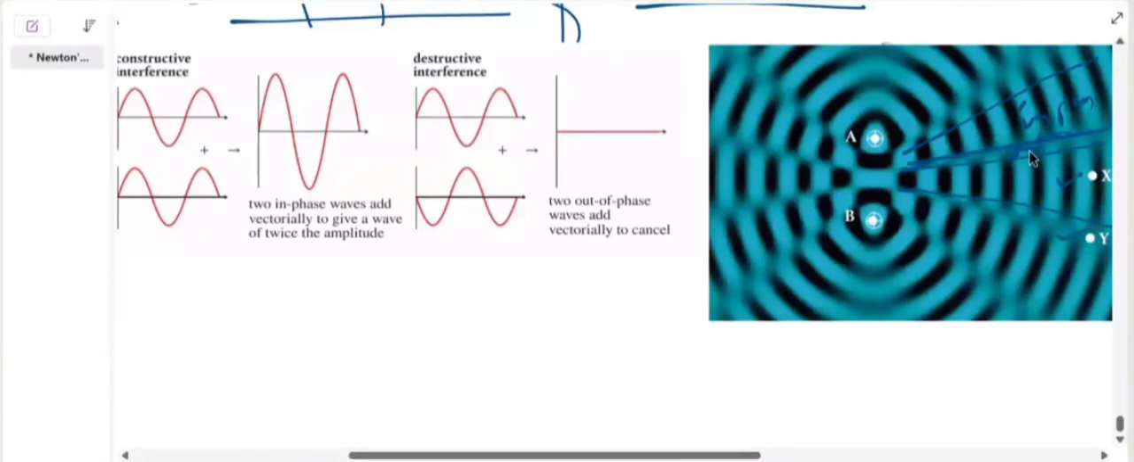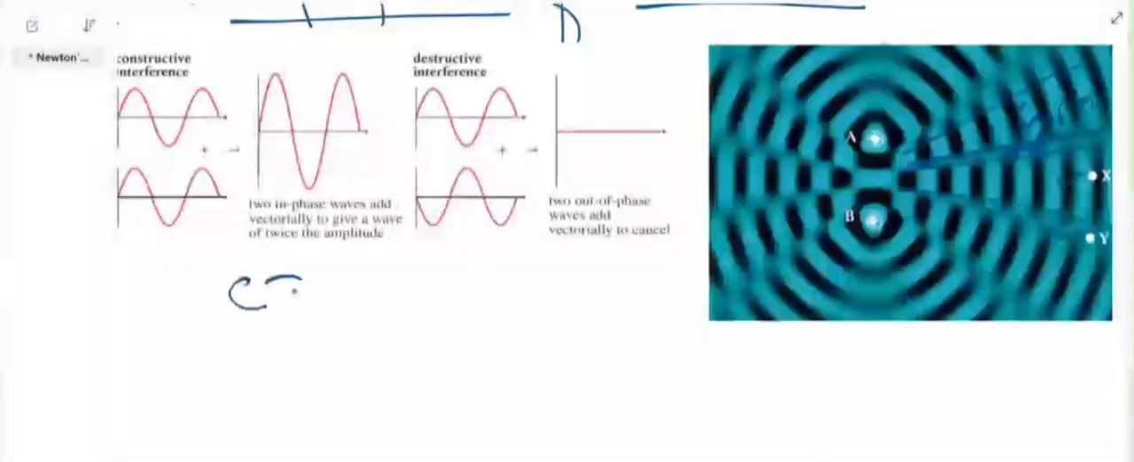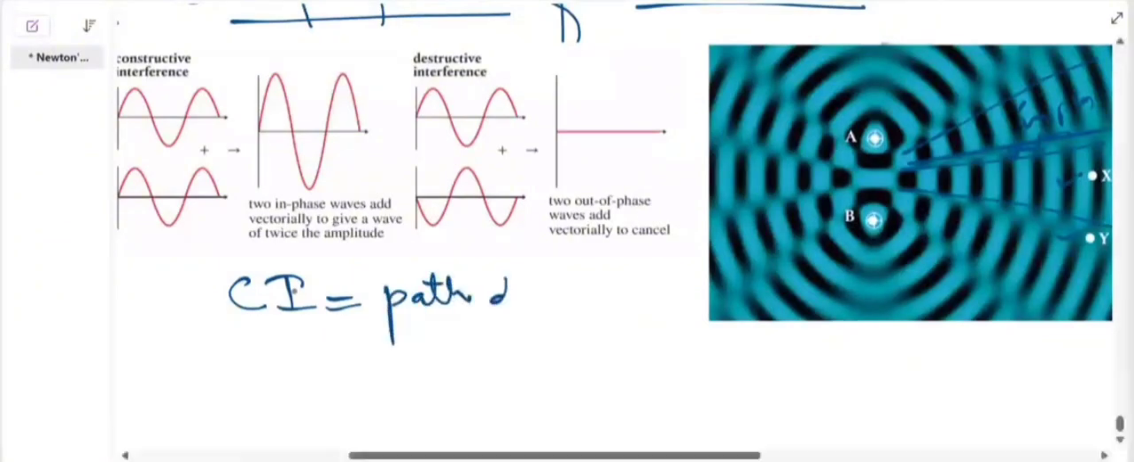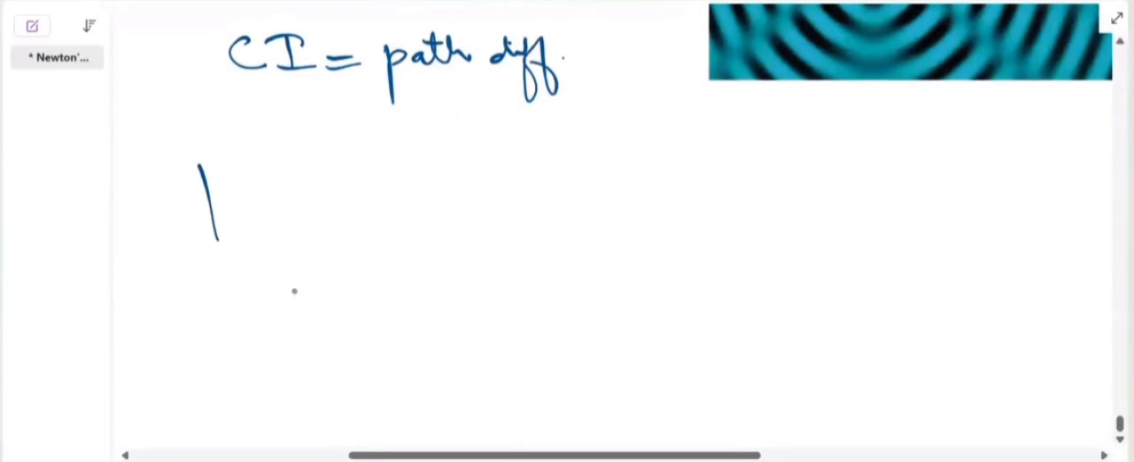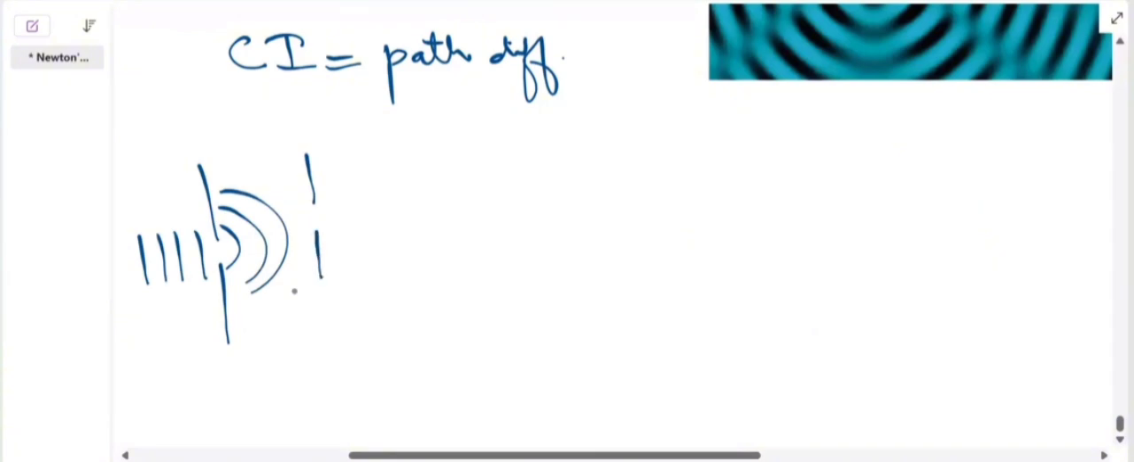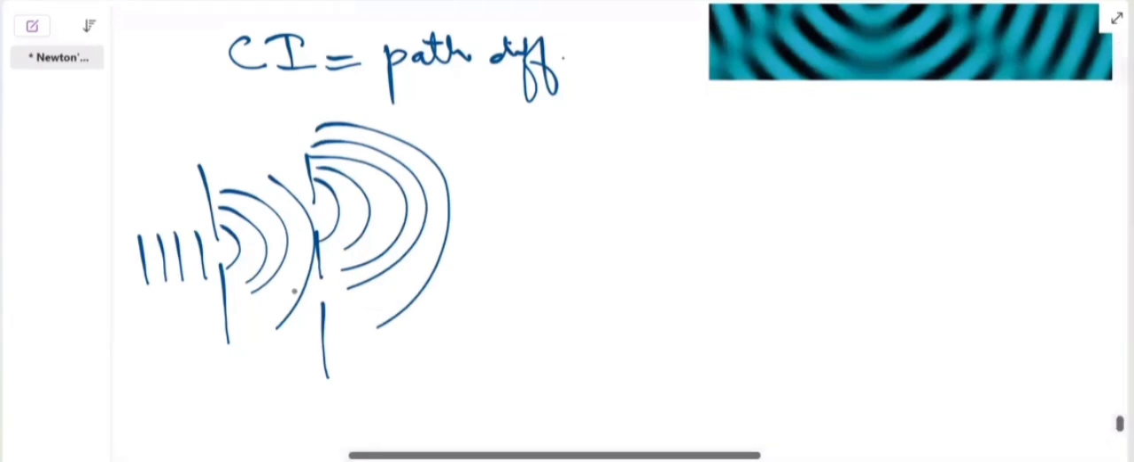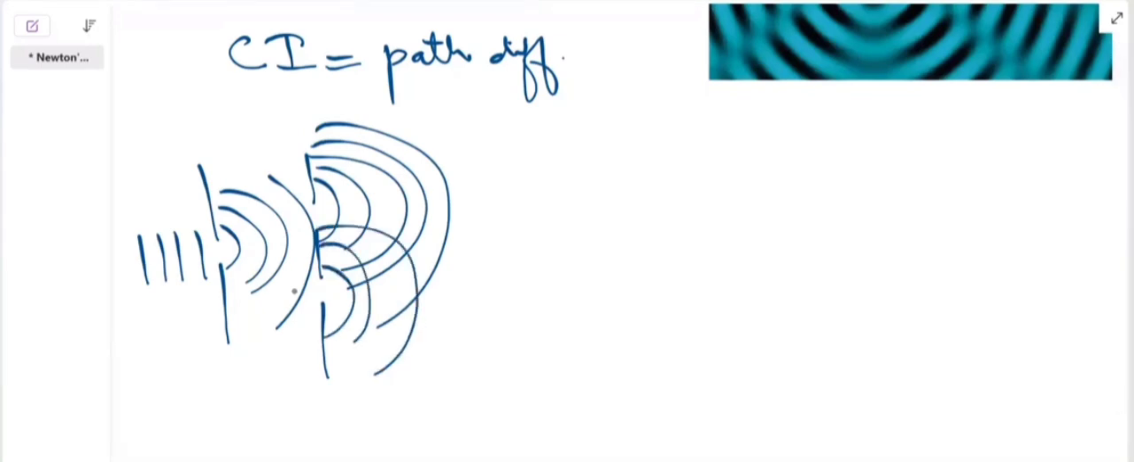For constructive interference, Akshita, we have the formula of path length or path difference. What is the path difference? Let me show you that part also. Suppose here we have one slit. It's coming like this, so here the wave pattern has been created. I'm creating one more slit. It passes through both of them, and a new interference pattern has been observed here.